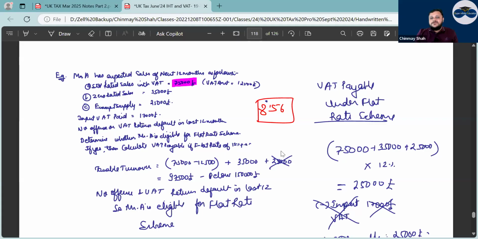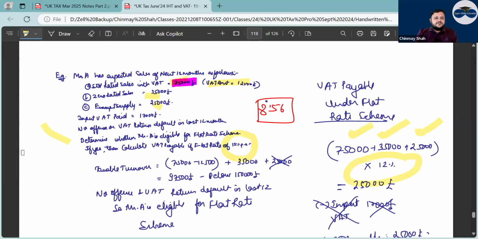The flat rate will be a reduced rate given by HMRC. 12% is the rate given here in the question. Have a look, this will apply on the amount of what? This 75,000 with VAT included, plus the zero rated 35,000, plus exempt supplies; all will be added. So 75,000 plus 35,000 plus 25,000, into 12%.